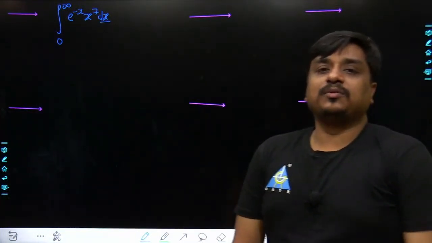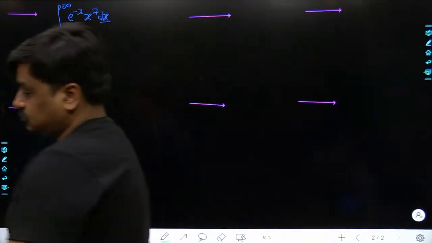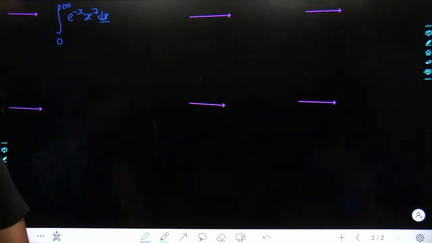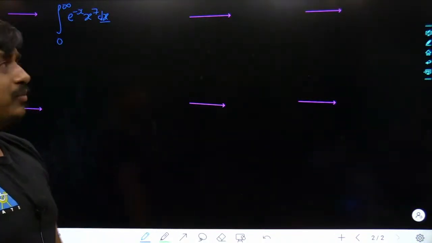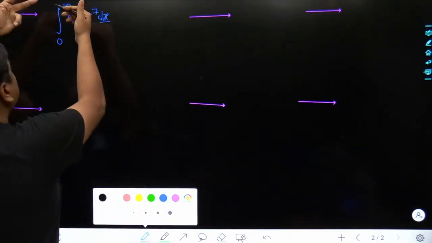What would be the word for this given problem? Just keep one thing in your mind, and that is the standard form of the gamma integration. Even the limit is the same form. The limit is moving from 0 to infinity.